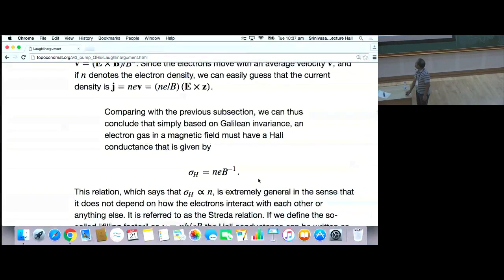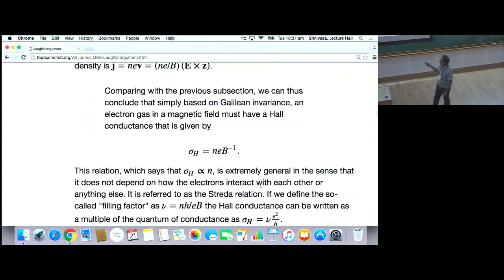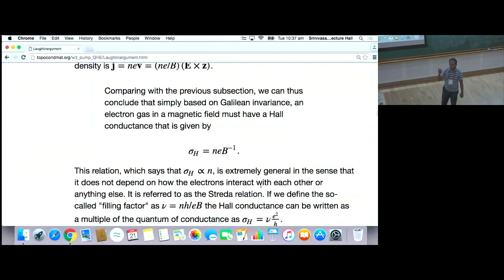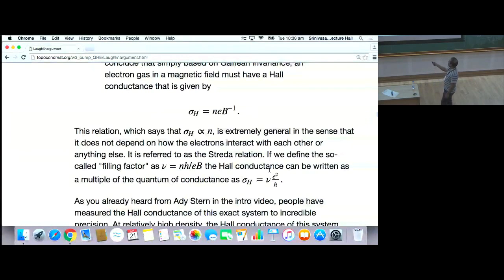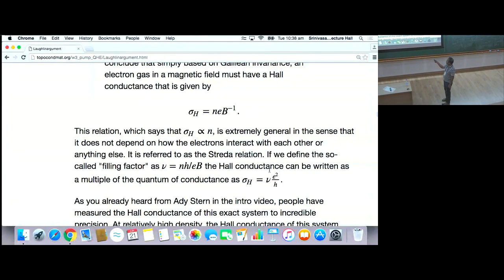And the Hall conductance that you get is constrained by so-called Galilean invariance, which is just the fact that you can boost, you can change your velocity. This fact tells you that Hall conductance is proportional to density divided by the magnetic field. And as Janendra introduced, the density divided by the magnetic field is the filling fraction, so Hall conductance should be related to filling fraction. The filling fraction is basically defined as the number of electrons per flux quantum in your system.